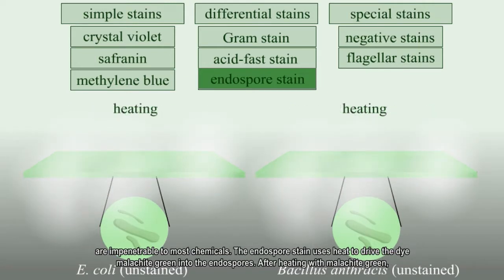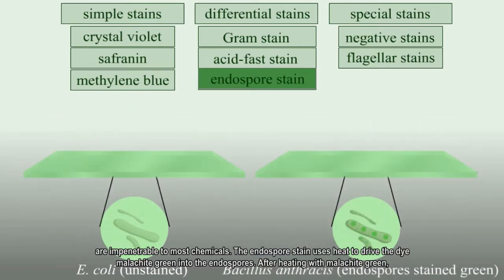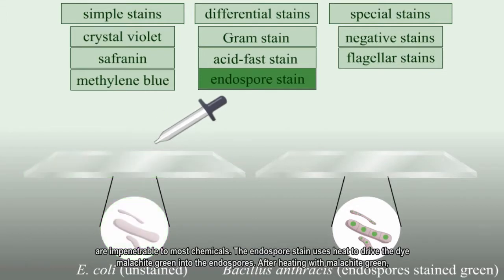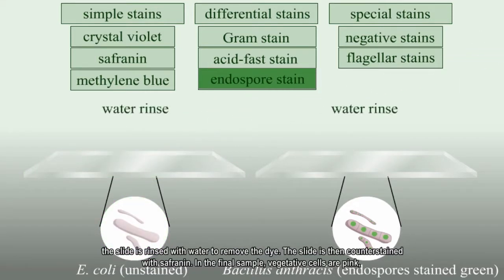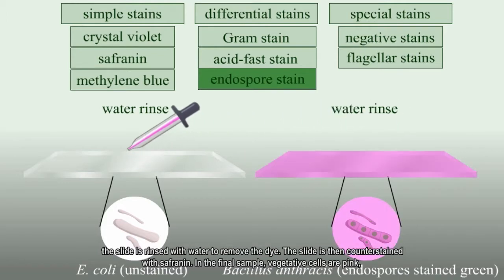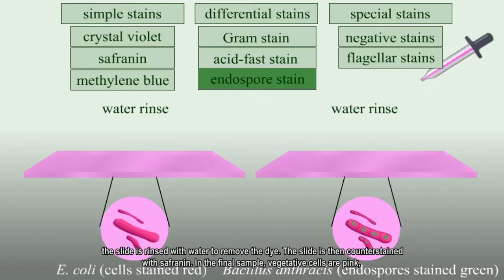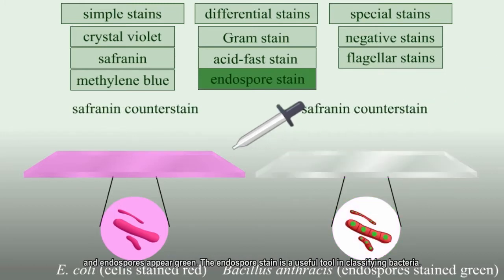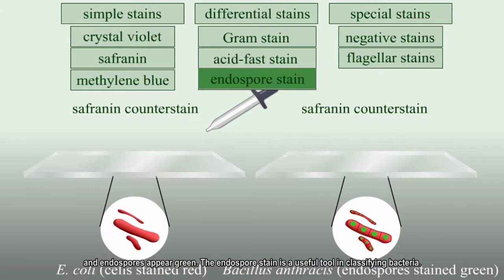The endospore stain uses heat to drive the dye malachite green into the endospores. After heating with malachite green, the slide is rinsed with water to remove the dye. The slide is then counterstained with safranin. In the final sample, vegetative cells are pink and endospores appear green. The endospore stain is a useful tool in classifying bacteria.